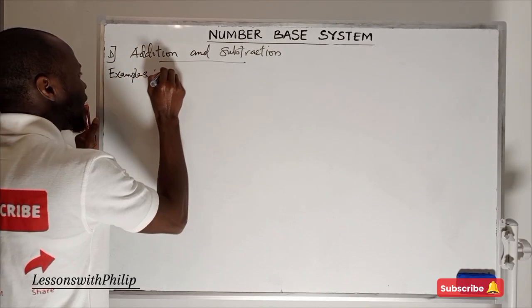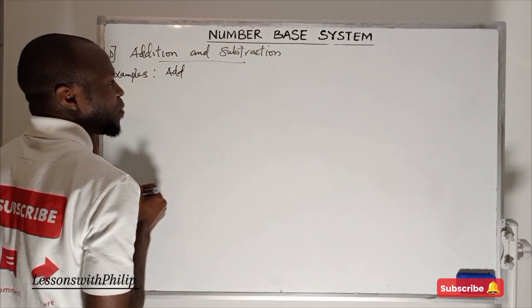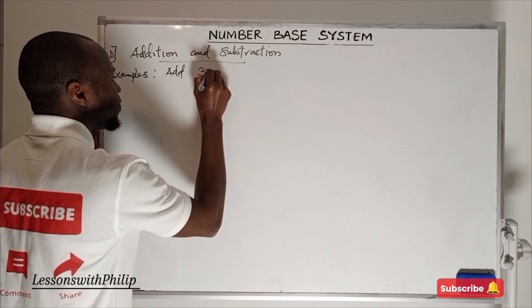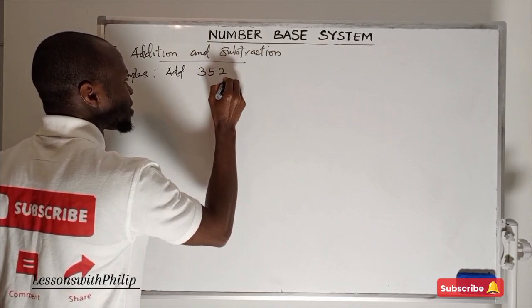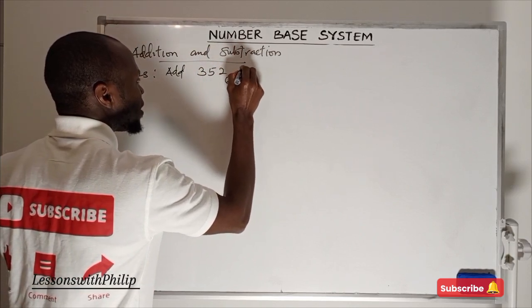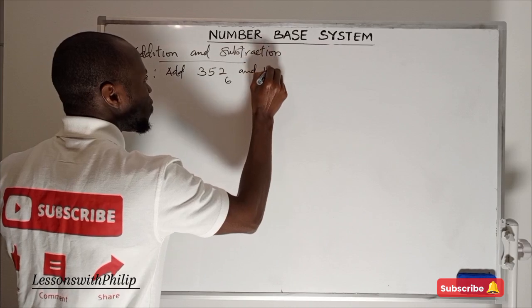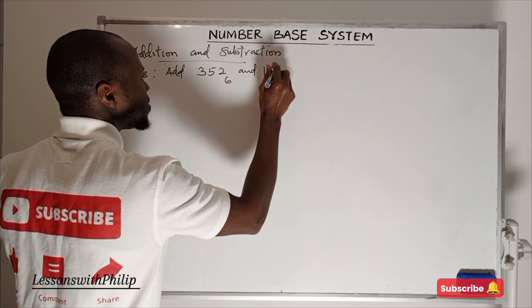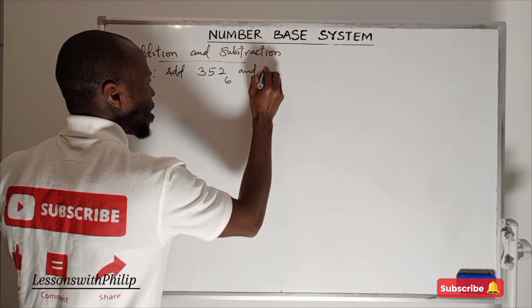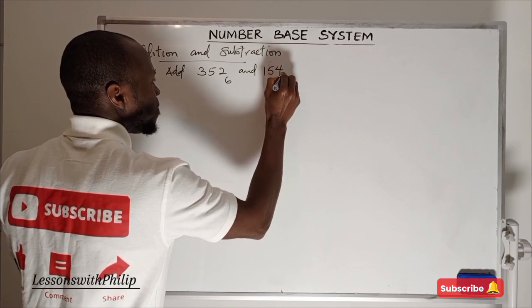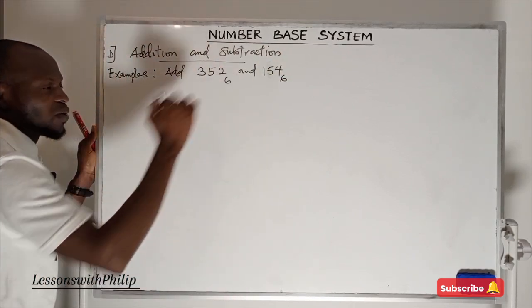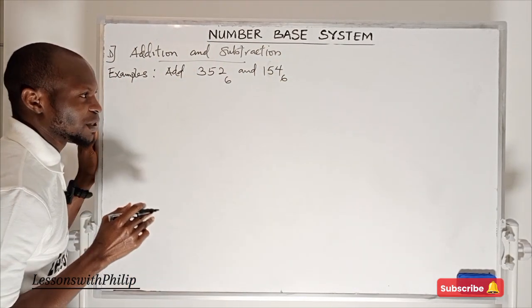Okay, for example, we have to add 352 base 6 and, let's say, 154 base 6. If I'm asked to add these two numbers, how do we do it?